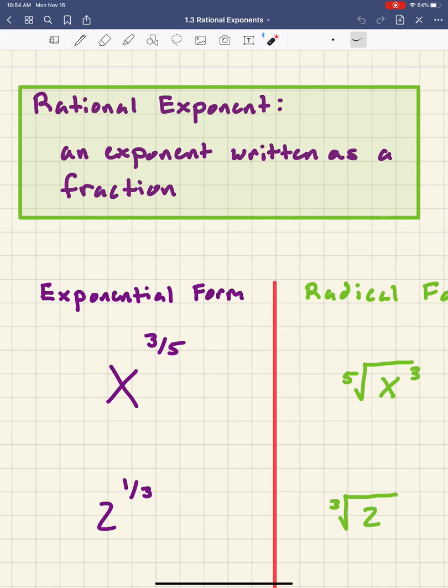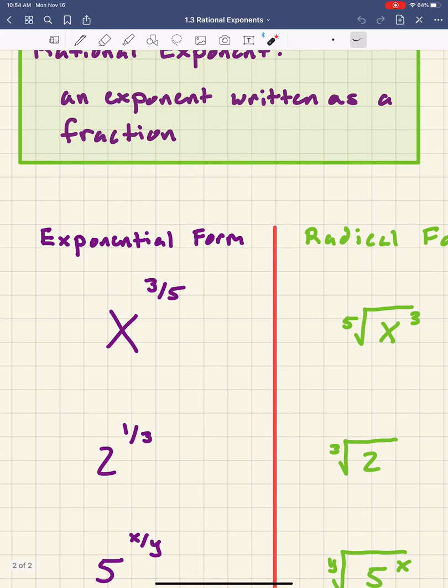But first we want to highlight the two versions that we have here. So we have exponential form, which I've written here on the left. You can go ahead and pause this as you go if you need to, because I've already got some things jotted down here. Notice we have our rational exponent. That means it's an exponent that's a fraction. So right now we have x to the 3/5 power.